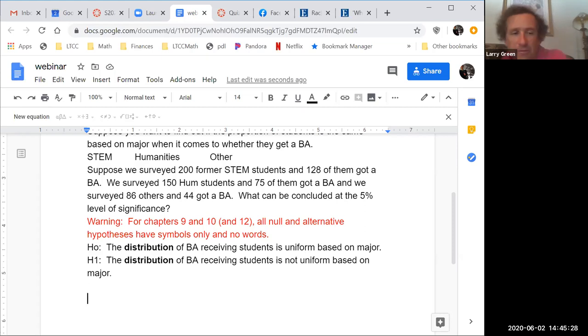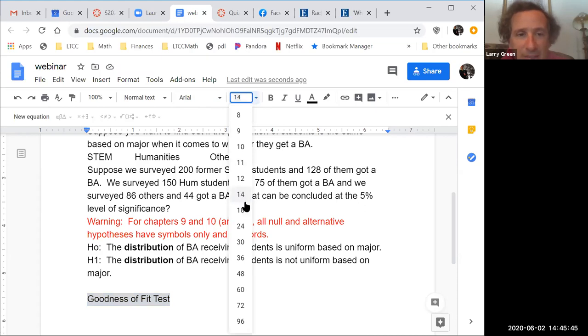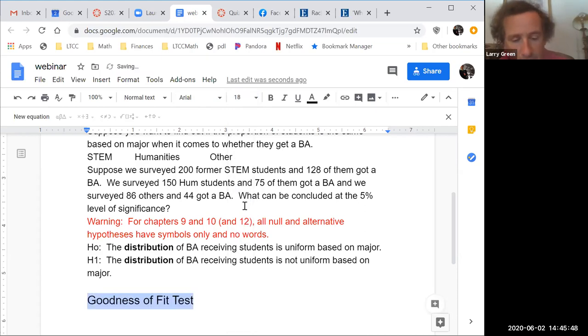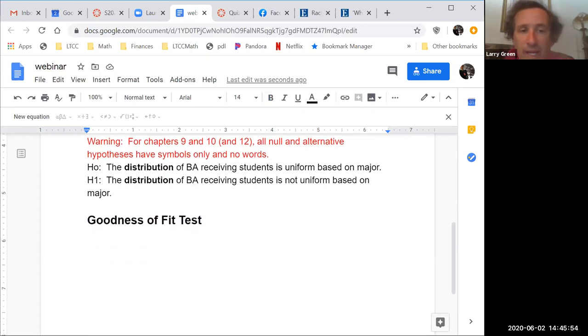Okay, so now what we're going to do is we're going to use what's called a goodness of fit test. Let me make that big and highlighted, because that's the name of the test we're doing. This is a goodness of fit test. Sometimes I call it a chi-squared goodness-of-fit test. Usually put a dash between chi-square. Okay, so that's the name of the test.